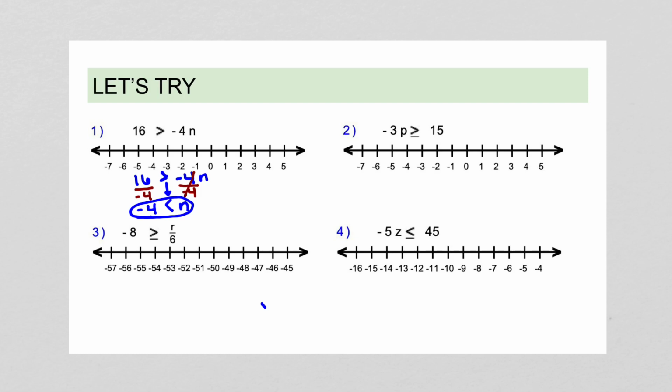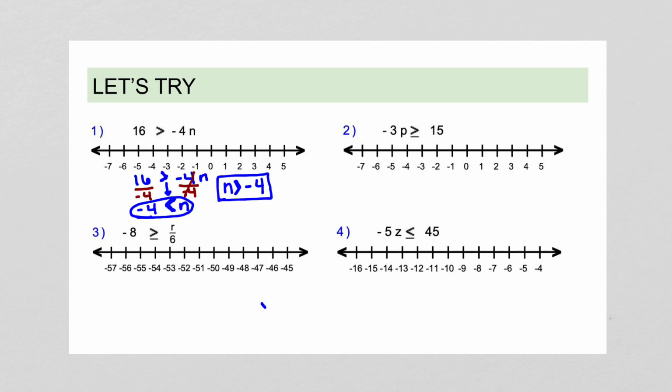I like to write it with the variable first, so I'm just going to say n, and it's pointing away from the n, so I'm going to point it away from the negative 4, which kind of makes it confusing because it looks like I flipped it back. But remember, I didn't. I just changed sides.